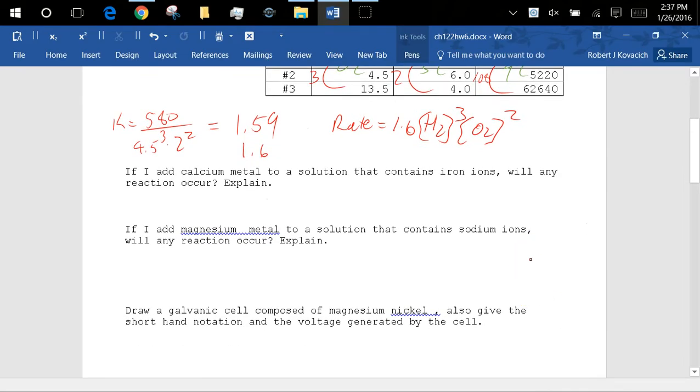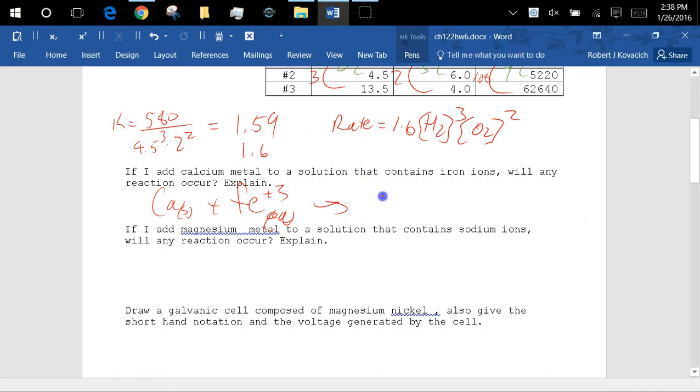If I add calcium metal to a solution that contains iron ions, will any reaction occur? So if I add calcium metal to a solution that has iron ions, do I get anything out of that? What's the one time when a reaction will happen with these? One wants electrons and the other one wants to give them away. So the one that wants to give away has to have its electrons, and the one that needs the electrons has to need electrons. So how do I know which one's which? Look at the chart. So is calcium above iron on the chart? It is. So calcium has its electrons, so it could give its electrons to iron, and since iron's lower and needs it, then yeah, a reaction's gonna happen.